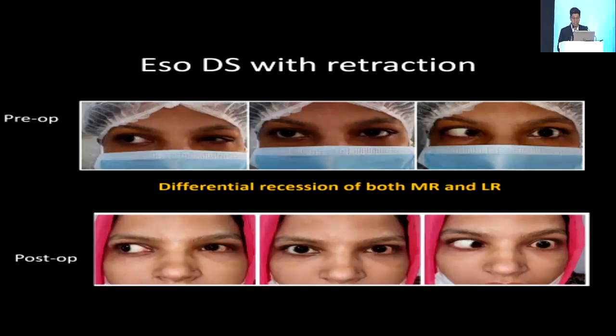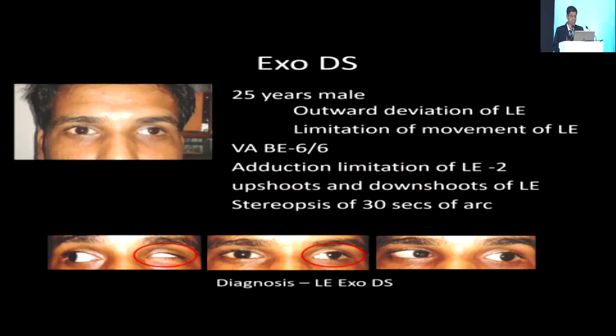This was a child with esodwans, small angle eso, but a retraction. So in this case, we had to do differential recession of both the medial and the lateral rectus. The medial rectus was recessed to correct for the esotropia, and the lateral rectus was recessed to manage the retraction. And that is essential if there is retraction in a case with esodwans. Otherwise, as I mentioned, you're going to land up with an exotropia in primary gaze or a synergistic divergence.